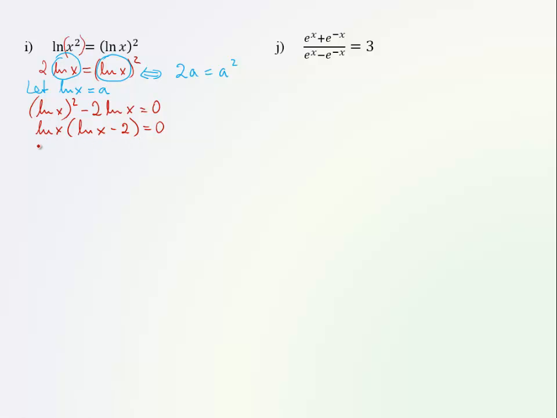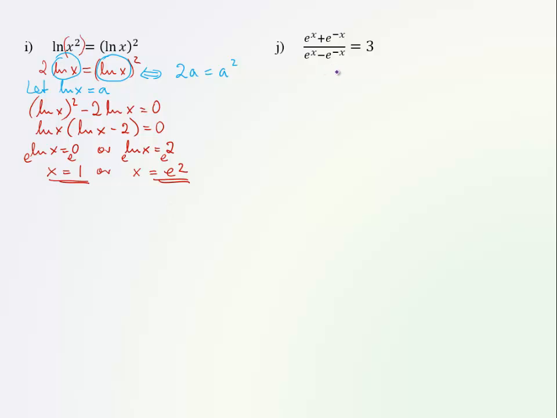So there are two possibilities, ln x equals 0 or ln x equals 2. To solve the first equation, if you place e underneath on both sides, we end up with x equals e to the 0 is 1. Or, to solve the second equation, again place e underneath, and we have x equals e squared. So we have two solutions, either 1 or e squared.